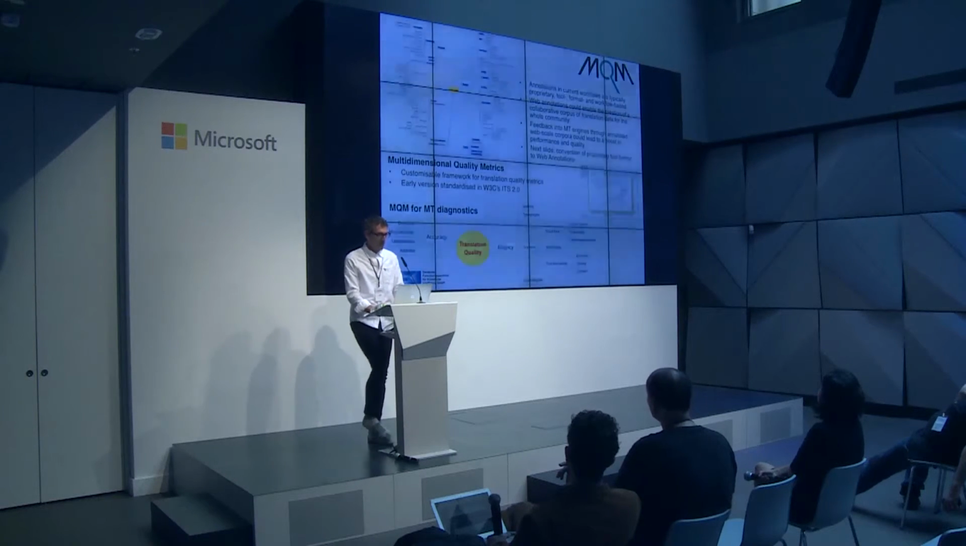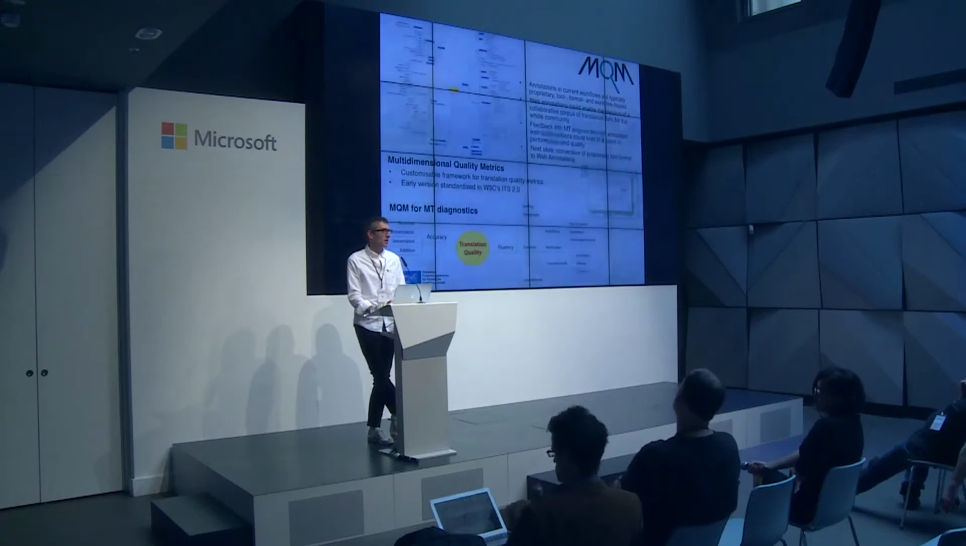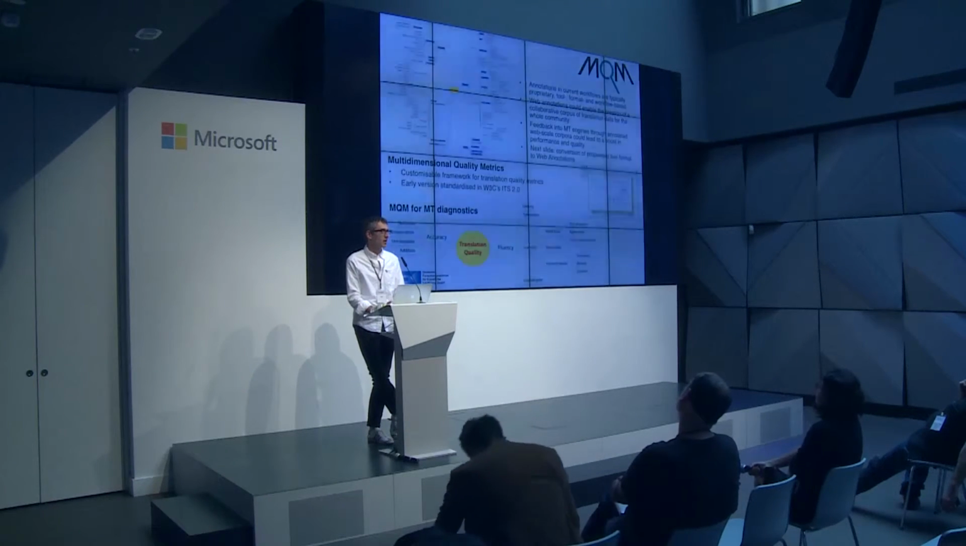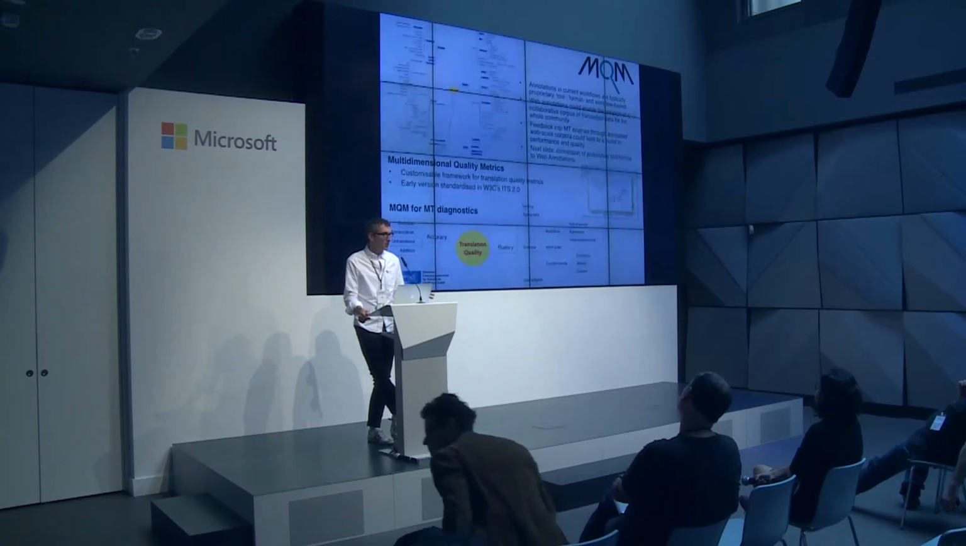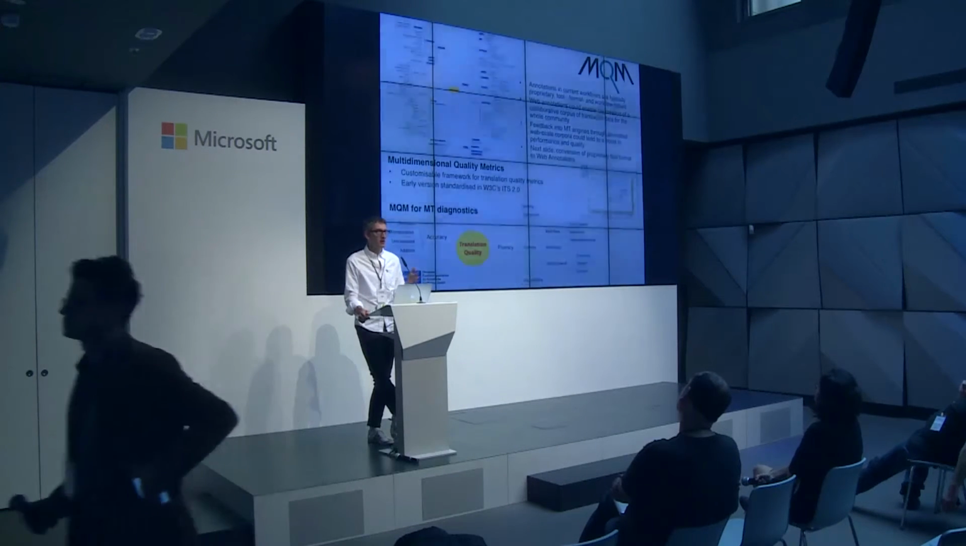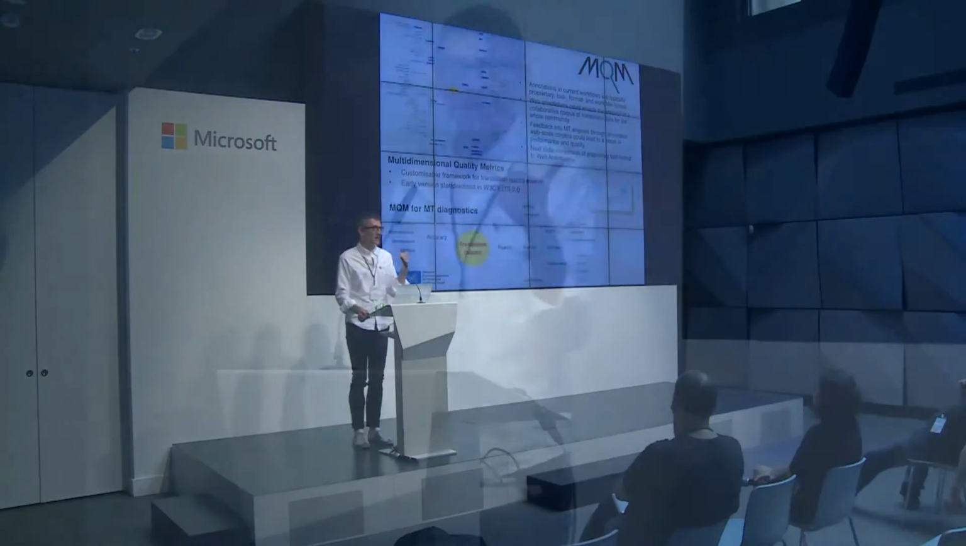MQM, multidimensional quality metrics, is a very, very complicated and complex approach at basically annotating the quality of a translation. If you think about that for a few seconds, quality of a translation is a very difficult thing to assess. So that's why this thing is so complicated. The people who build it usually say it looks like spaghetti, which is true.